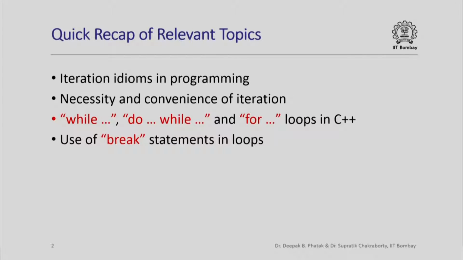Here is a quick recap of some of the relevant topics we have already studied. We have looked at iteration idioms in programming. We have looked at the fact that they are sometimes necessary and they certainly provide a convenient way of programming repetitive actions. We have looked at three different constructs in C++ for implementing iteration. These are the while construct, the do while construct and the for construct, and we have also seen how break statements can be used in loops to jump out from the middle of a loop when certain conditions are satisfied.